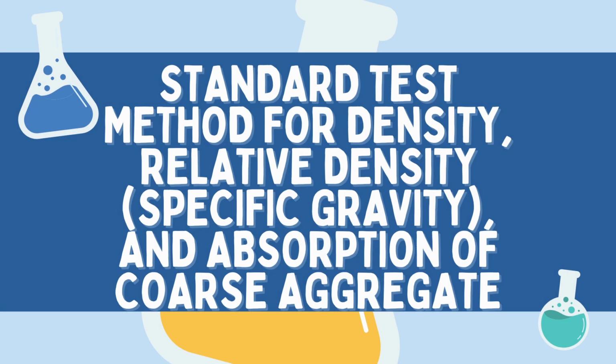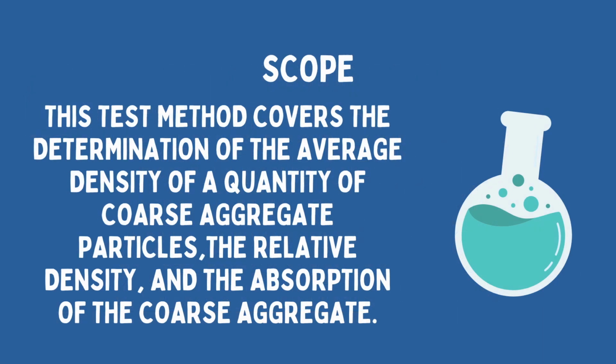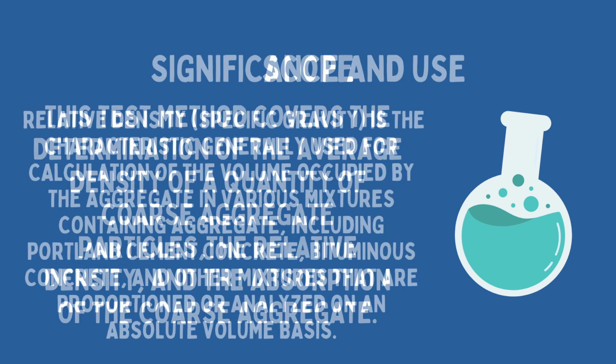Standard test method for density, relative density or specific gravity, and absorption of coarse aggregate. This test method covers the determination of the average density of a quantity of coarse aggregate particles, the relative density, and the absorption of the coarse aggregate.